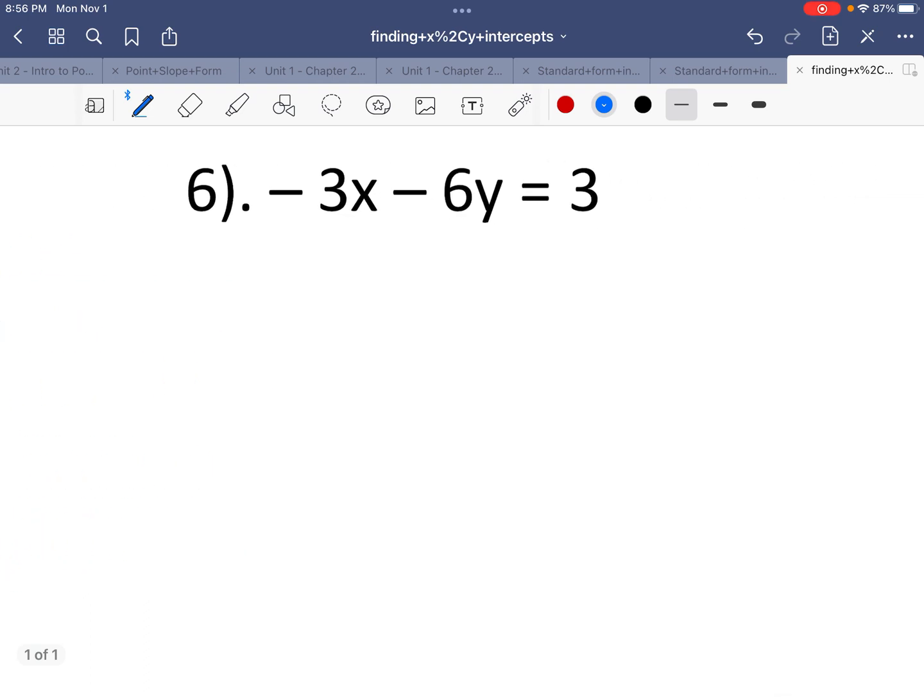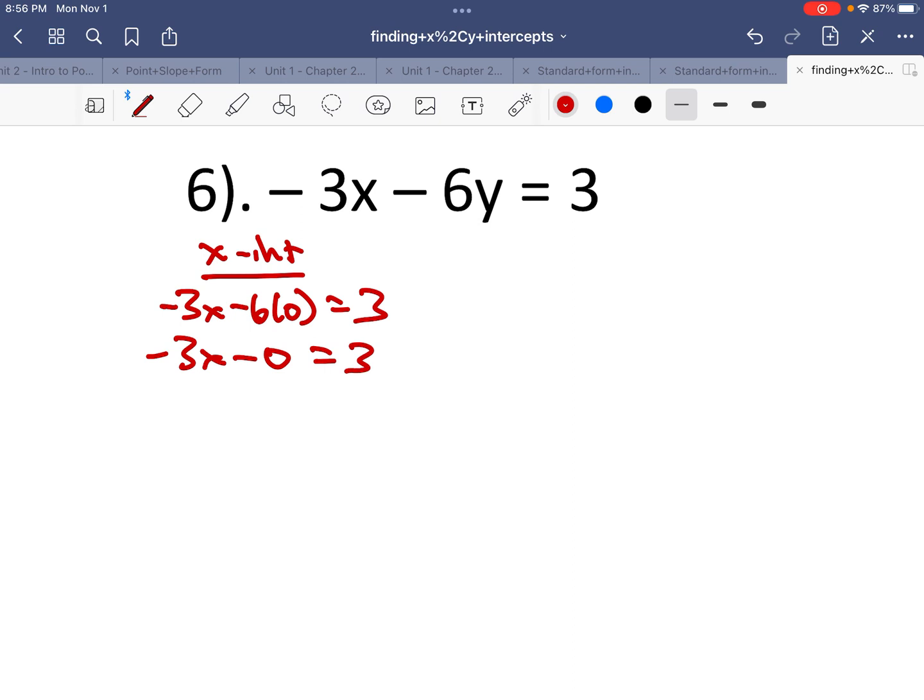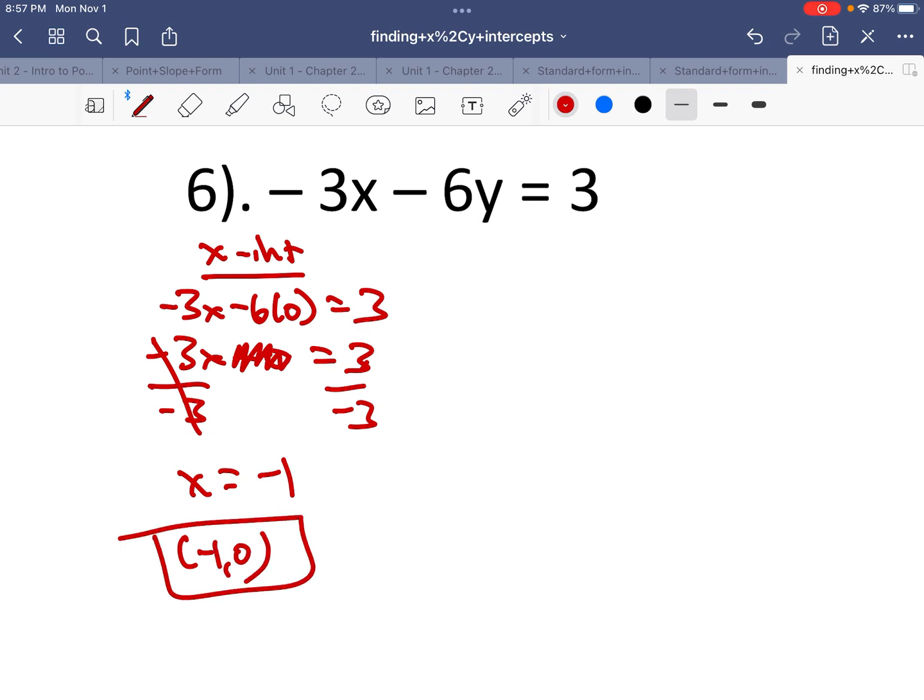Okay, number 6. X-intercept. Negative 3x minus 6 times 0 equals 3. 6 times 0 is 0. Don't need the 0 anymore. Let's divide both sides by negative 3. X equals 3 divided by negative 3, which is negative 1. So that would be the coordinate negative 1, 0.